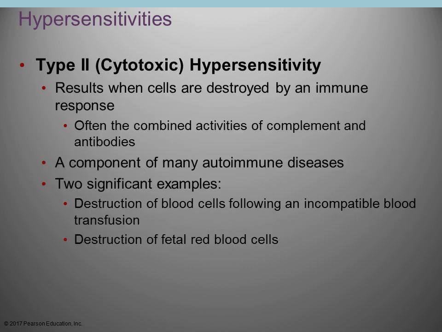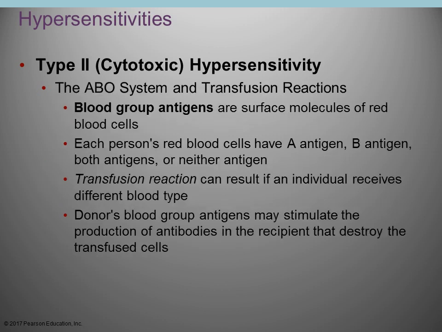Type 2 or cytotoxic hypersensitivities result when cells are being destroyed by an immune response. This can be associated with some autoimmune diseases. Two examples of these are destruction of the blood cells when a person is given the wrong blood type, and destruction of fetal red blood cells when the mother and the developing fetus have incompatible blood types in reference to the Rh factor.